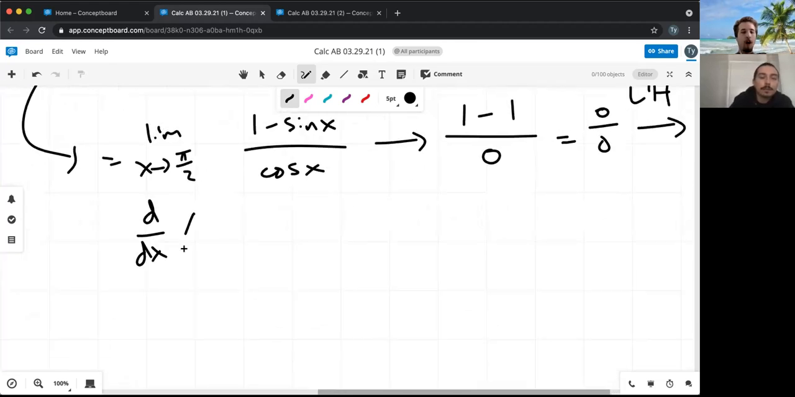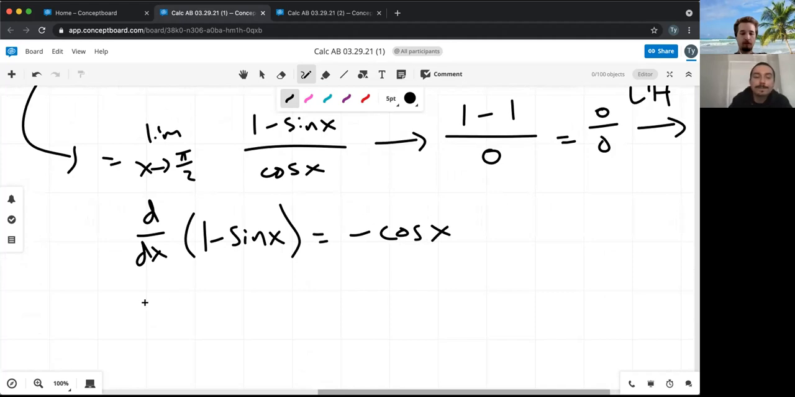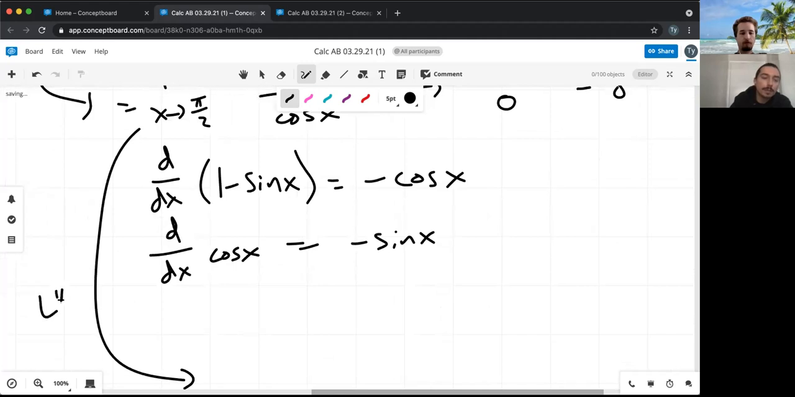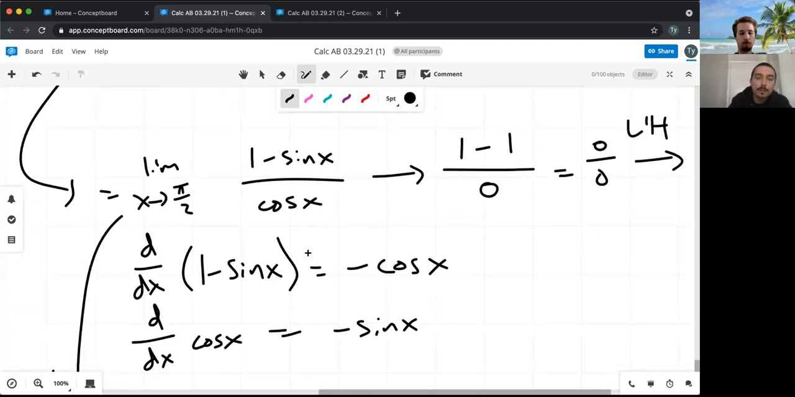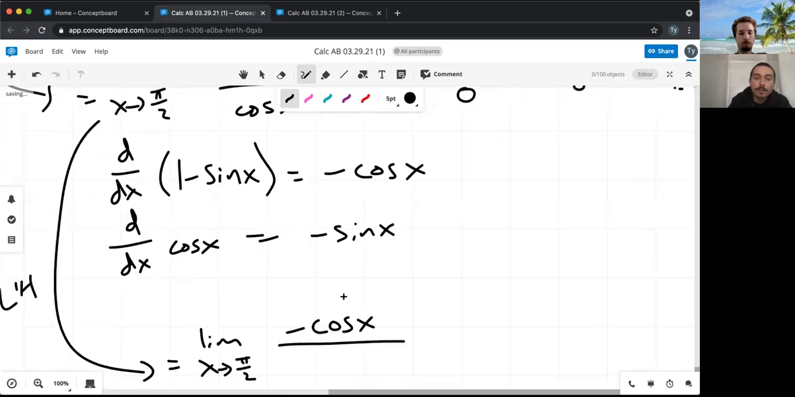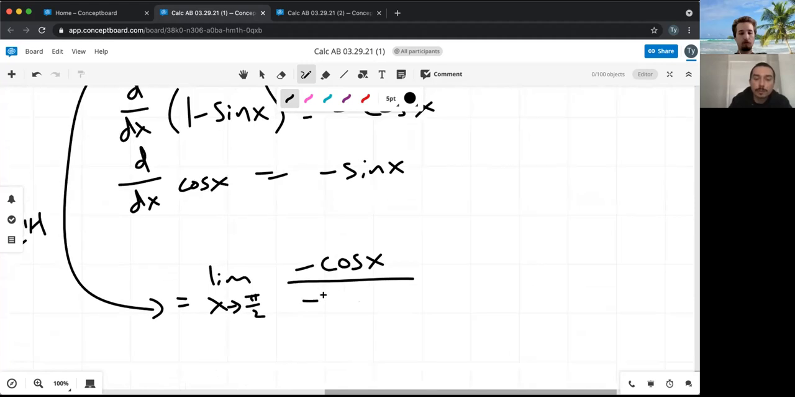Okay, the derivative of the numerator, the 1 disappears. Derivative of negative sine is negative cosine. Derivative of cosine is negative sine. So by L'Hopital's rule, this limit is equal to the limit as x approaches pi over 2 of, instead of 1 minus sine x, we want its derivative, negative cosine x. Instead of cosine x, we want its derivative, negative sine x. Those negatives go away.